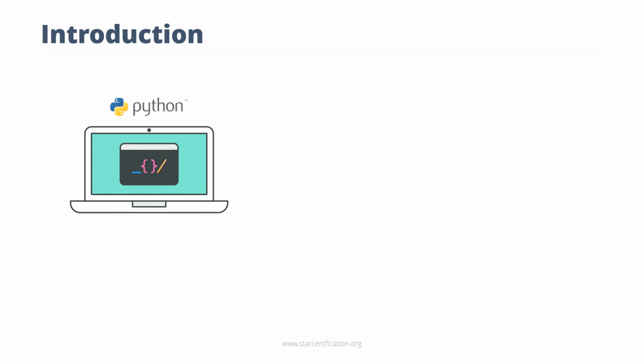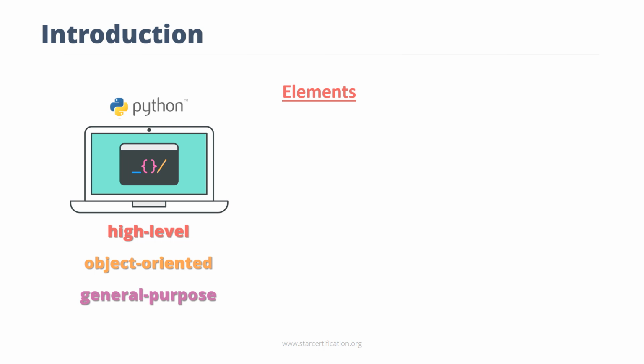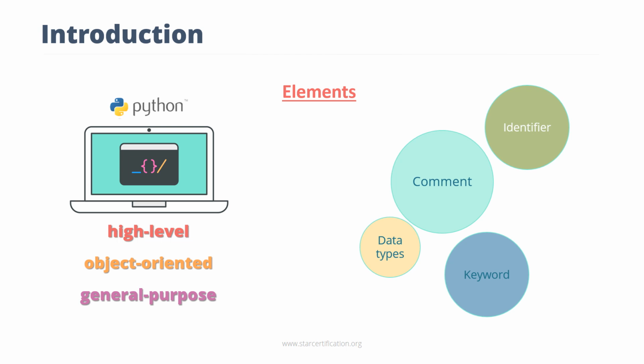Python is a technically sophisticated high-level language with object-oriented features. It is widely used for general-purpose programming. It is important to know the basic elements on which Python operates in order to create programs using this language. The elements include comments, identifiers, keywords, data types, and variables. This module also introduces you to values and different data types in detail. Let us begin.